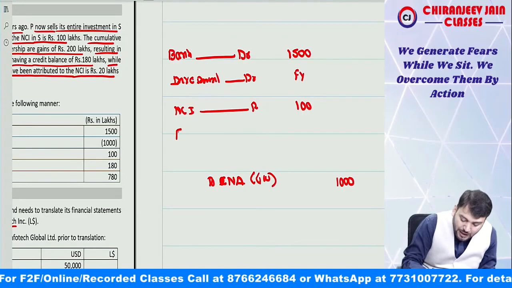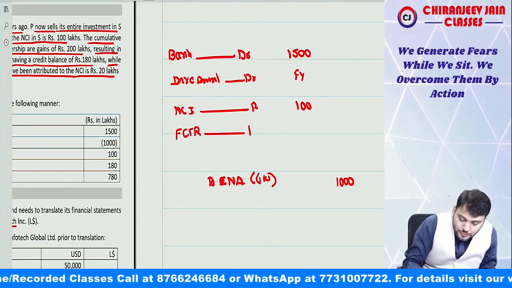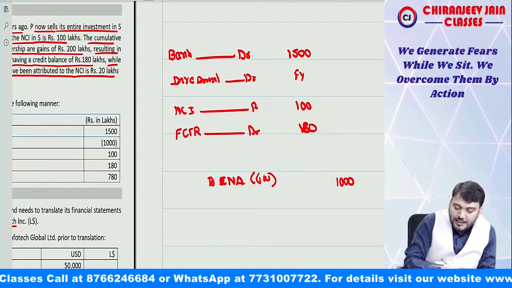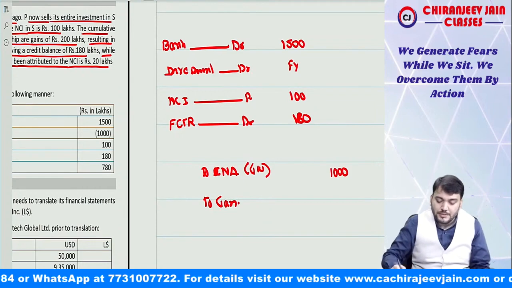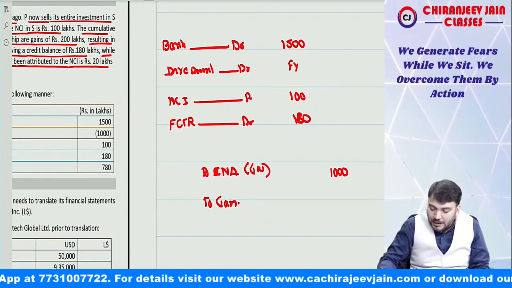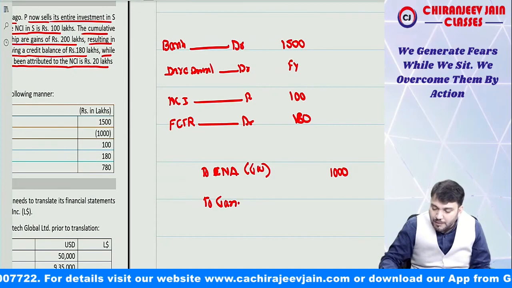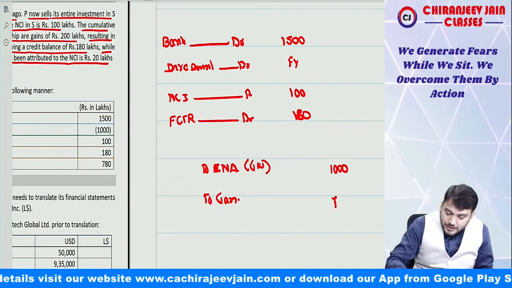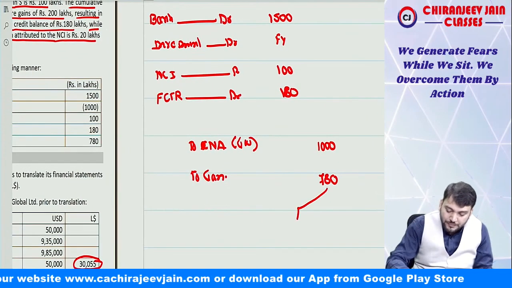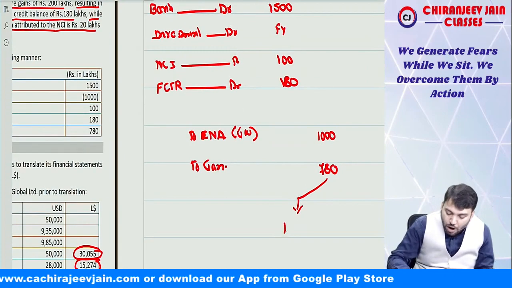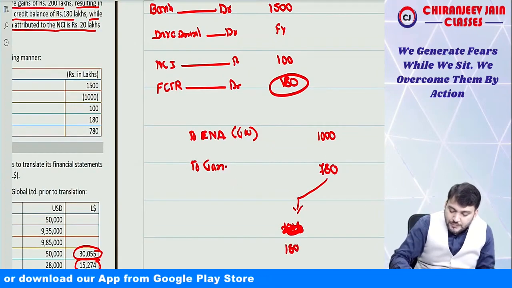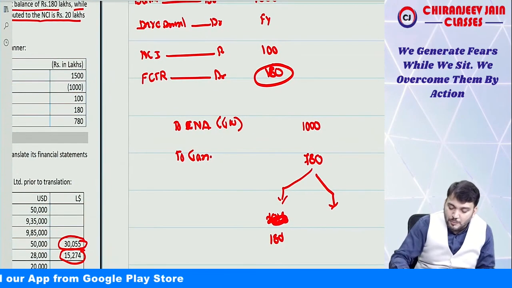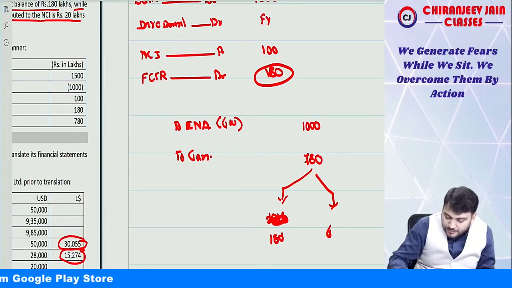And FCTR will also be transferred to P&L. So this will be 180. And the difference will be the total gain on disposal. This will be 1500 plus 100 plus 180 minus 1000, that is 780. This 780 consists of two components. One is the reclassification profit of rupees 180, and on disposal of shares there will be a gain of 600. I hope you have understood.